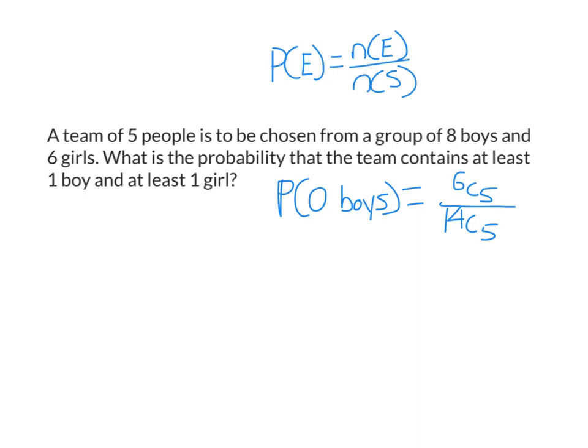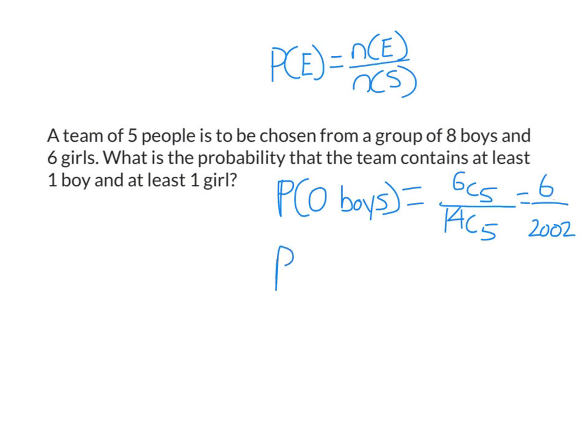So 14C5, if I use my calculator, is actually 2002. There are 2002 different ways you could pick 5 people from this group of 14. The number of ways that you could pick 5 girls from a group of 6, 6C5, is just 6. That makes sense. Each time you pick a different group, there's one girl left out. There are 6 girls in total, so there are 6 ways I could do this.